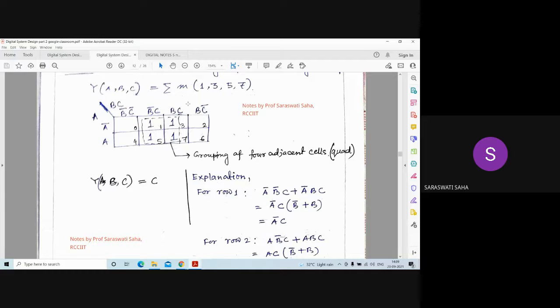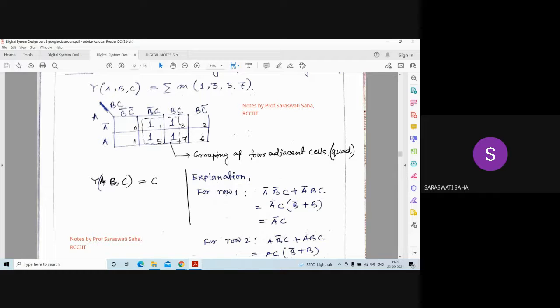Then from these two adjacent cells, we can drop the literal B. Why? If we take C as a common variable, then by the complementary law, B plus B bar gives us C only. And from here, check vertically. Here A, and again A bar, that is the law here. So A plus A bar gives us 1.